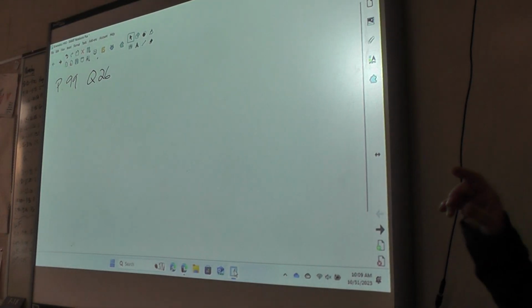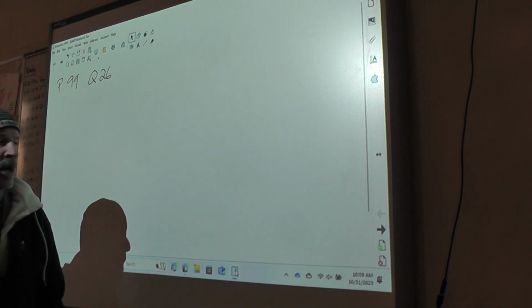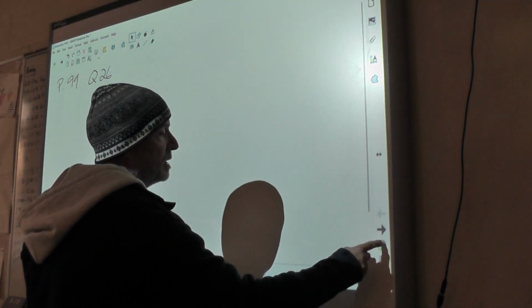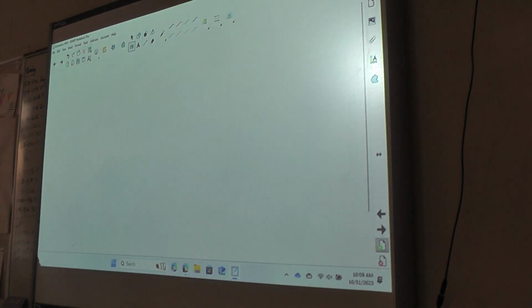So what I want to do is just set the general stage, and I might even write this down if for no other reason than that way I'll remember that I said it. Here's how we've been thinking about these kinematics problems.